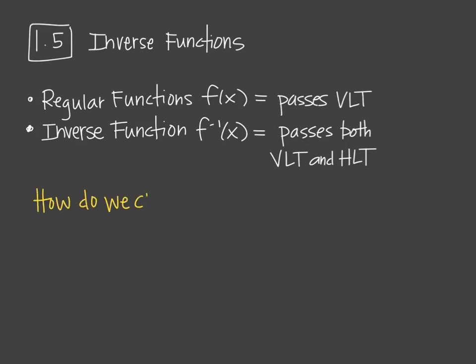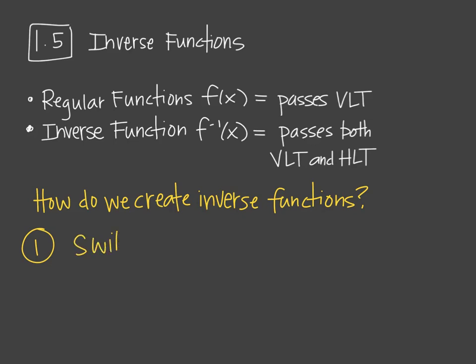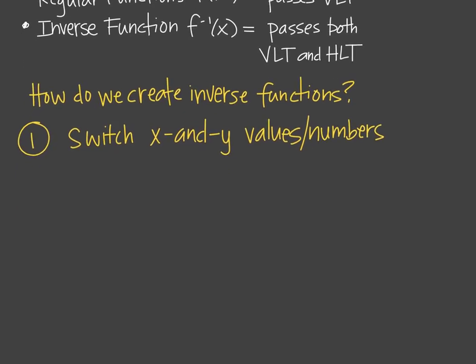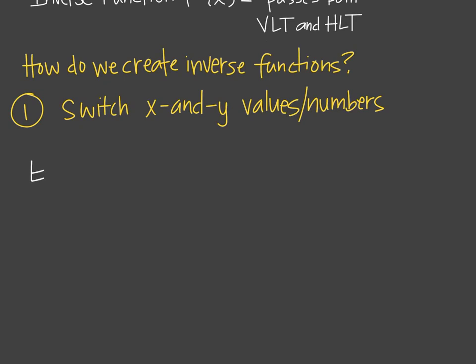So how do we make inverse functions if we're given an original, regular function? There's two ways. The answer to the question is twofold. One, you switch the x and the y values. Values are numbers. It's really easy to do. If you want to create an inverse function, all you have to do is switch the two numbers around. Let me show you what I mean in a couple examples.